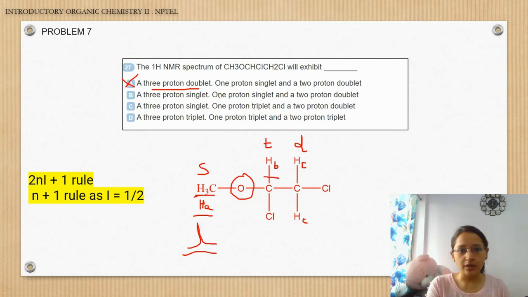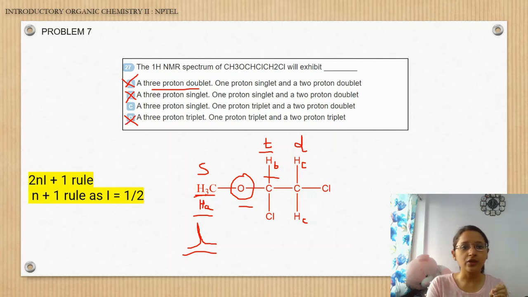Now coming to the one proton singlet. Here we have a proton, but it is not showing a singlet, right? It is showing a triplet. So it is not the correct option. Now, coming to option D, a three proton triplet, which is very much wrong because we cannot see a three proton triplet here, as there is no hydrogen which can cause the splitting of these methyl protons. So this is also not the correct option.